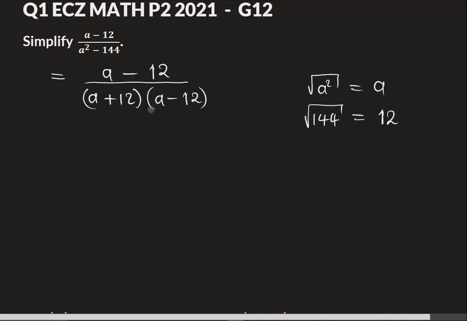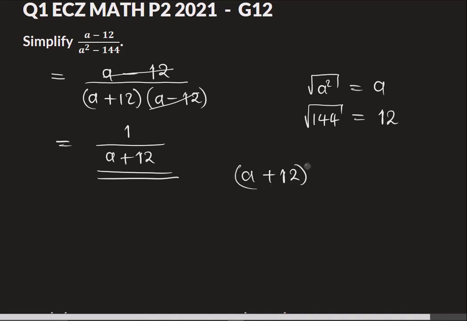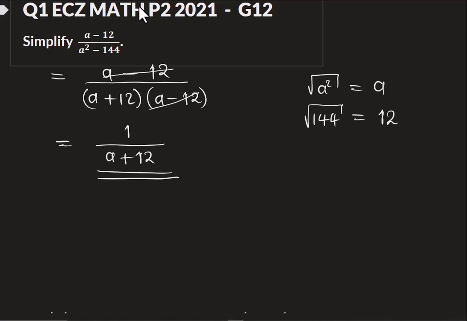Simplifying, you can see this a minus 12 is going to cancel with the a minus 12 at the top, and we're going to have 1 divided by a plus 12. This is our final answer. Again, here you would also write the answer as a plus 12 to the power negative 1. It doesn't matter so much. Anyone who's marking your work will be able to understand what that means.